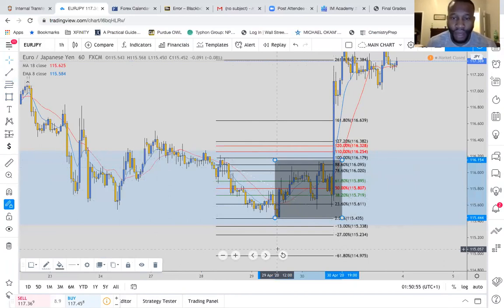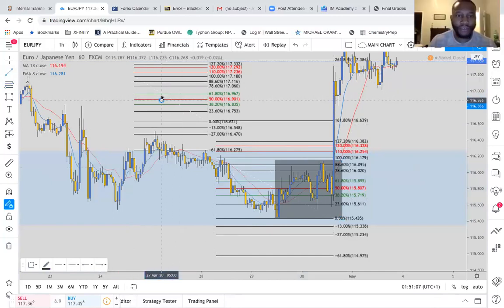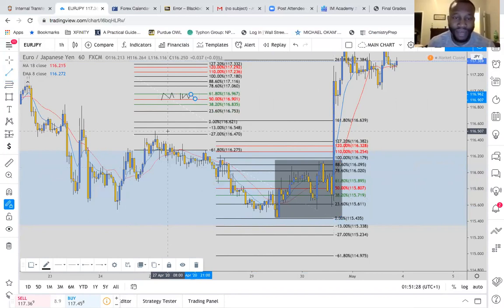Okay. When price hits 61.8, typically you see a smaller impulse. You see market patterns. You see double top. You see triple top. You see head and shoulders. Right? It happens all the time. You guys can back test it. Anytime price hits 61.8, you see a lot of market patterns, man. Double top, triple tops, head and shoulders, before we get a continuation to the downside.